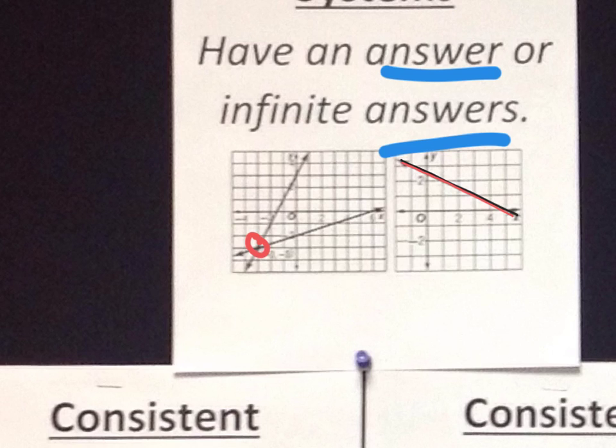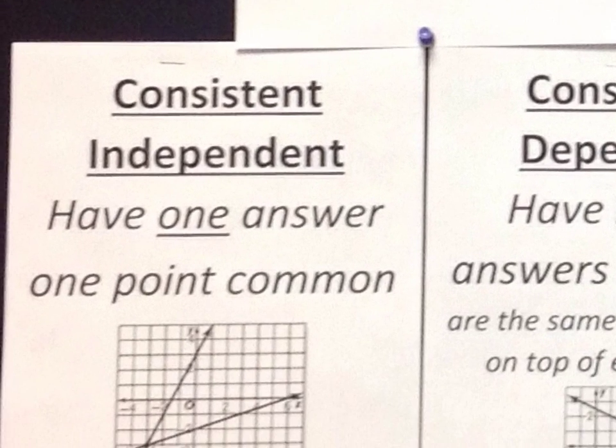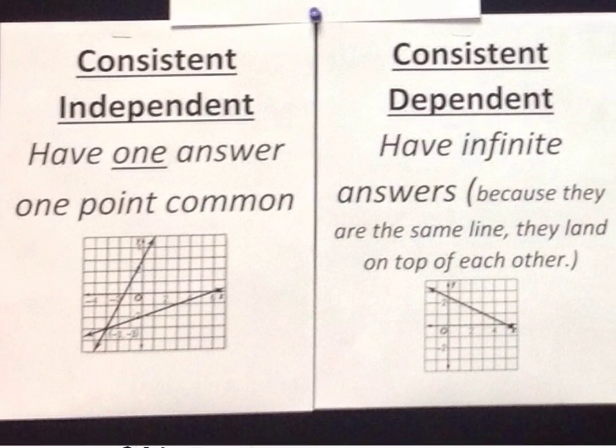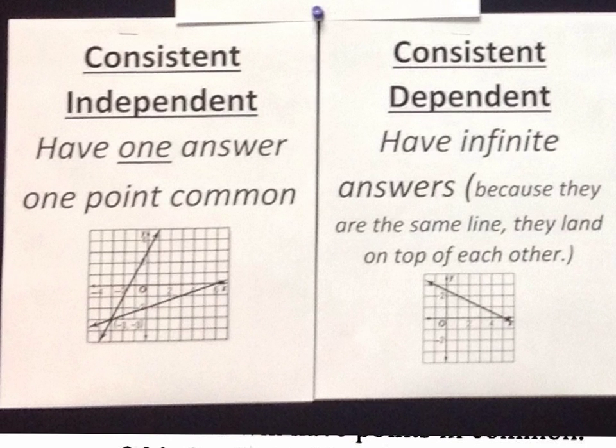Now, let's think about some English vocabulary here. If I say you are financially independent of your parents, what does that mean? You live on your own, you pay your own bills, you feed yourself. Now, if you're financially dependent on your parents, what does that mean? Financially, you live with your parents, they pay for rent, they pay for food, everything, right? So it's the same concept here when you think of consistent independent and consistent dependent.